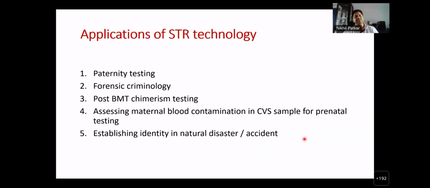So the applications of the short tandem repeat technology are for paternity testing, for forensic criminology, for post-transplant chimerism testing, or assessing maternal blood contamination in CVS samples, for prenatal testing, where you want to see if maternal blood has contaminated the chorionic villus, or establishing identity in natural disasters such as the earthquake, as we have seen in Turkey now, or a burn or a large fire that took place or a crash site where you can't identify the victims. So in such cases, you use these short tandem repeats.